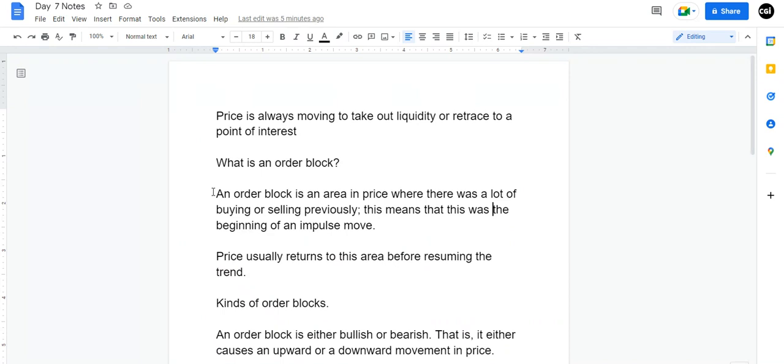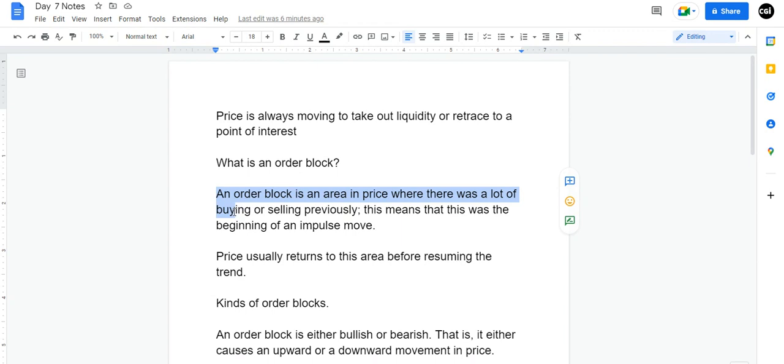So going back to the definition of the order block, an order block is an area in price where there was a lot of buying or selling previously. So if we are in an uptrend, there was previously a lot of buying, but if we're in a downtrend, there was previously a lot of selling. So in a bullish order block, there was previously a lot of buying there, and when we have a lot of buying, we have an impulse move, so the price goes up. But if we have a lot of selling, we have a bearish move.